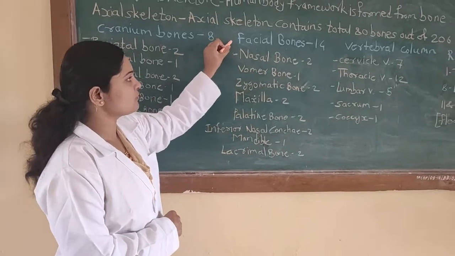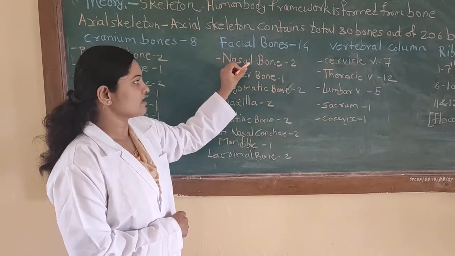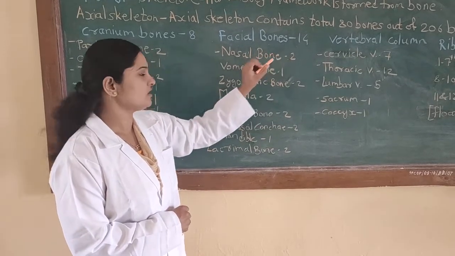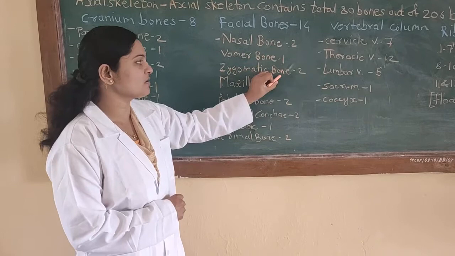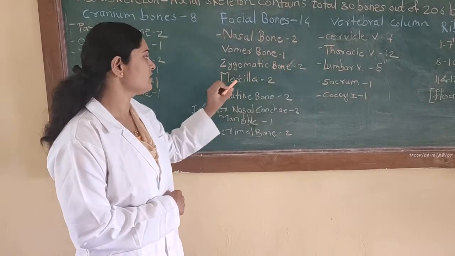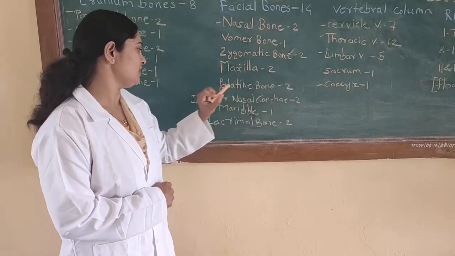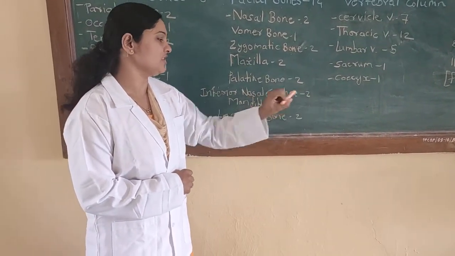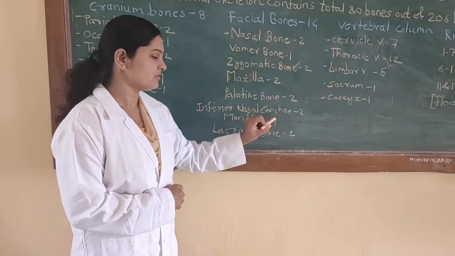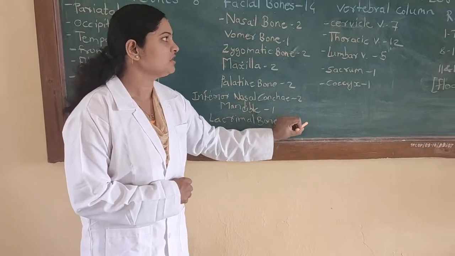Then the facial bones, 14 in number. These are the nasal bones, 2 in number, the vomer bone, 1 in number, then the zygomatic bones, 2, maxillae, 2, then the palatine bones, 2, the inferior nasal conchae, 2, then the mandible, 1, and the lacrimal bones, 2.